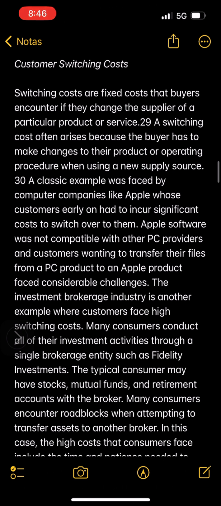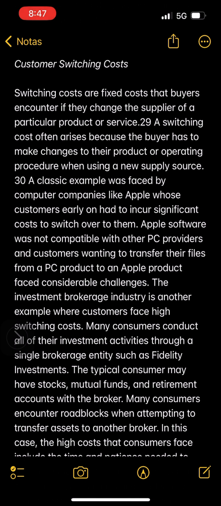Customer switching costs. Switching costs are fixed costs that buyers encounter if they change the supplier of a particular product or service. A switching cost often arises because the buyer has to make changes to their product or operating procedure when using a new supply source. A classic example was faced by computer companies like Apple, whose customers early on had to incur significant costs to switch over to them. Apple software was not compatible with other PC providers, and customers wanting to transfer their files from a PC product to an Apple product faced considerable challenges.